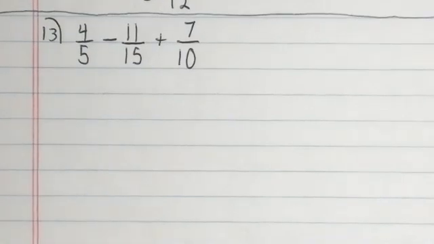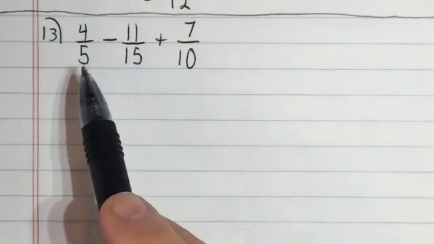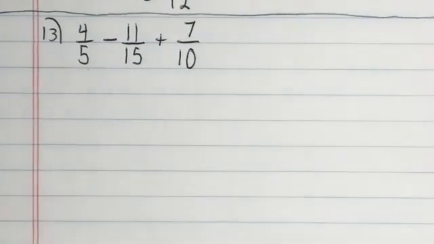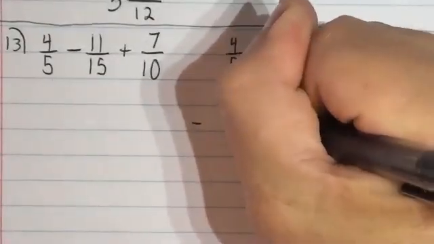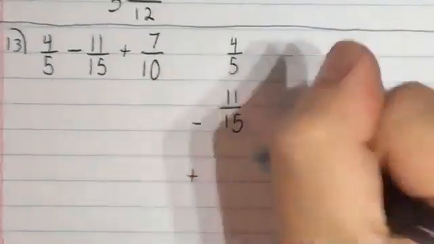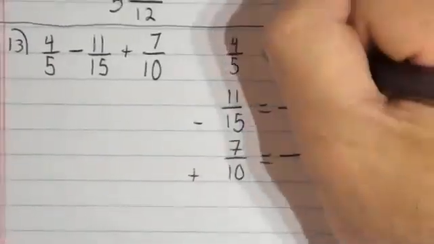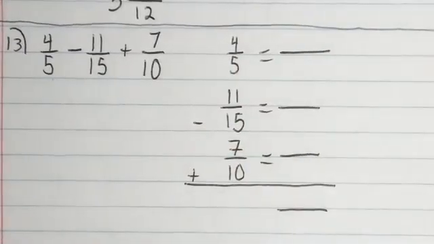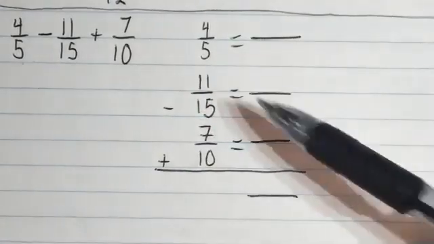All right, so what you notice here is we have 3 fractions. All 3 fractions have different denominators, right? So I'm going to write this vertically. And where I was normally finding my LCD for 2 denominators, I have to find my LCD for 3 denominators. So in other words, I got 5, 15, and 10. But again, I do it the same way.